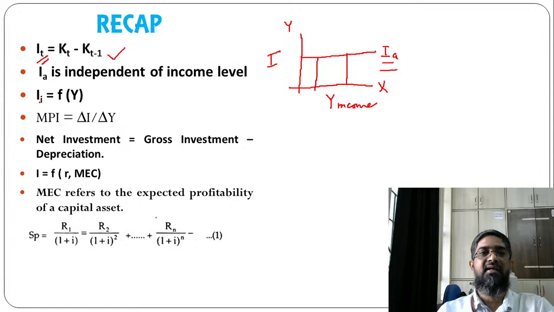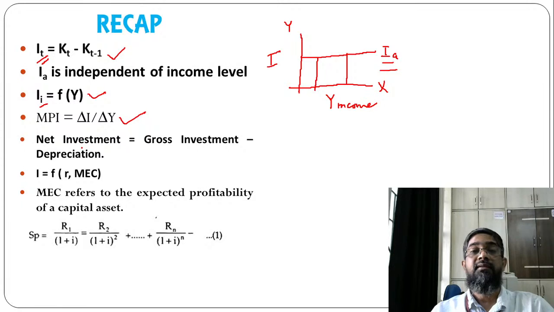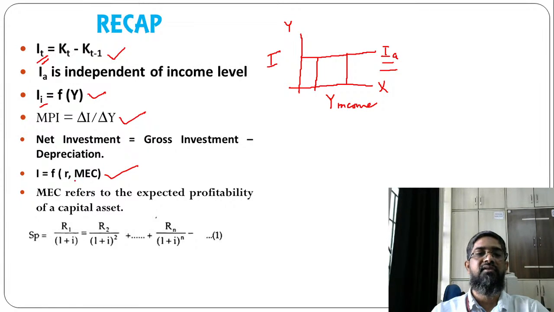induced investment, that is I for induced investment, is a function of income, right? And this is MPI, that is marginal propensity to invest. That means the ratio of change in investment divided by change in income level. This we have also done in the last class. Yes, students. And then further we did gross investment, net investment, right? So net investment is nothing but gross investment minus depreciation. We did this also, right? And we have seen that investment is a function of rate of interest and MEC.